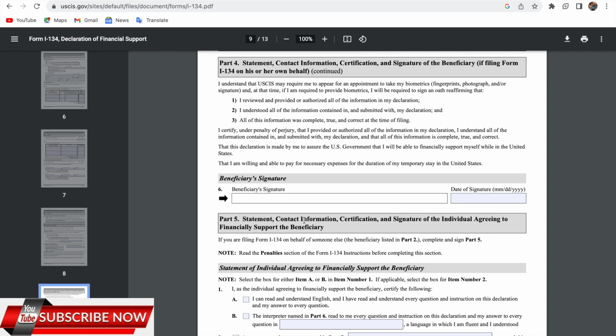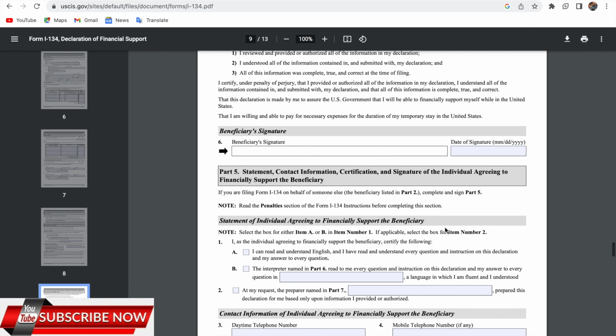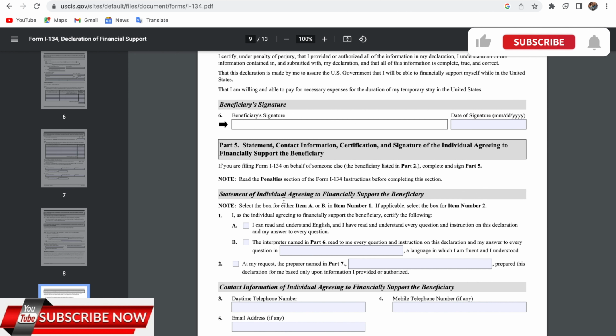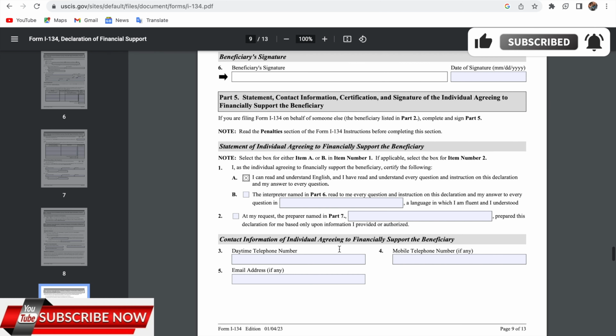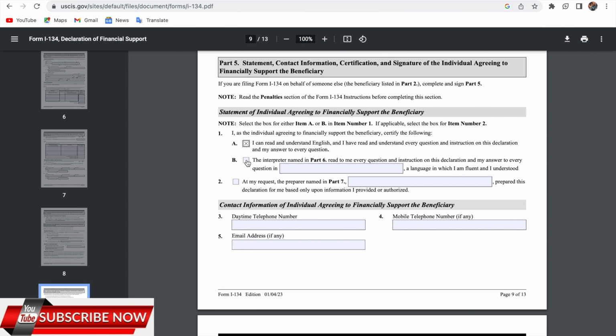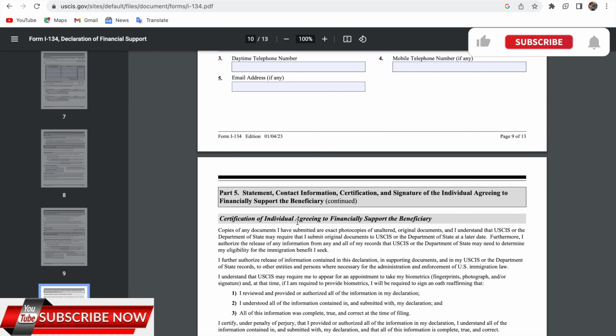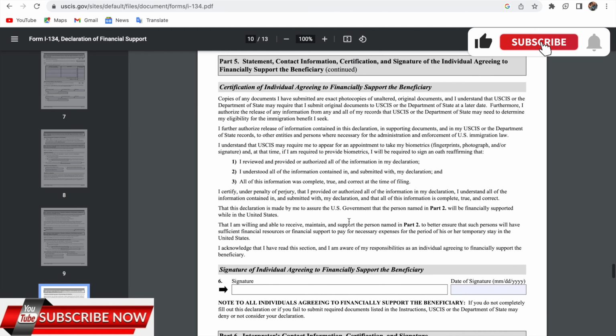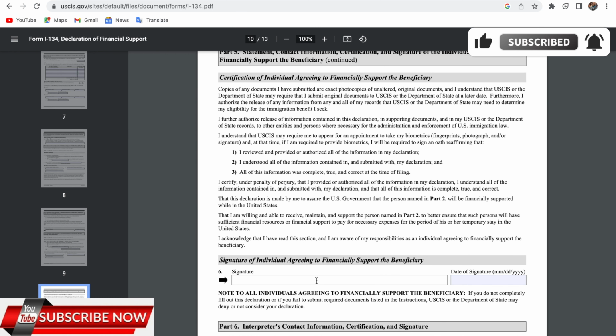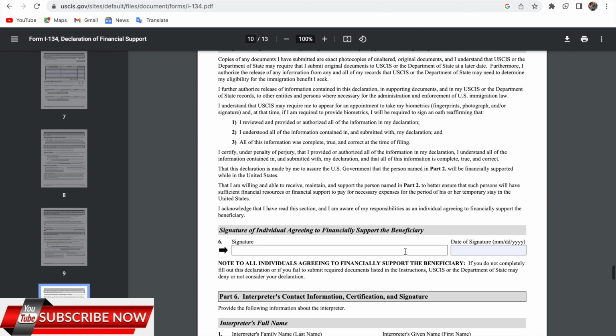And it says Statement, Contact Information, Certification. This one is for the individual that is sponsoring the beneficiary. So if you can read and write, click on it. If you can't read and write, you need an interpreter. You put in the interpreter's name, and you put in your phone number, the sponsor's phone number, and the address. And Part 5 is the certification of the individual sponsoring. You sign over here and you put in the date.